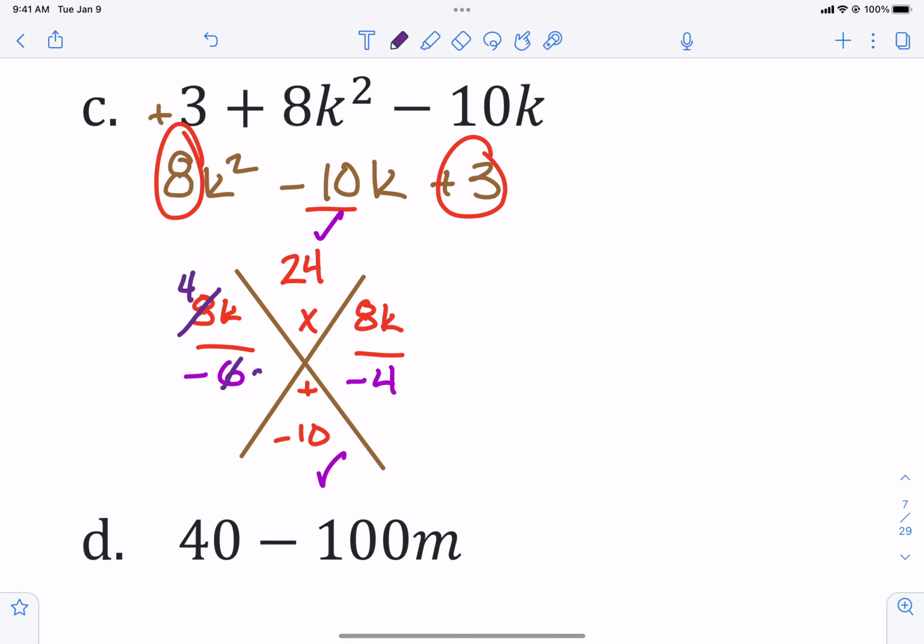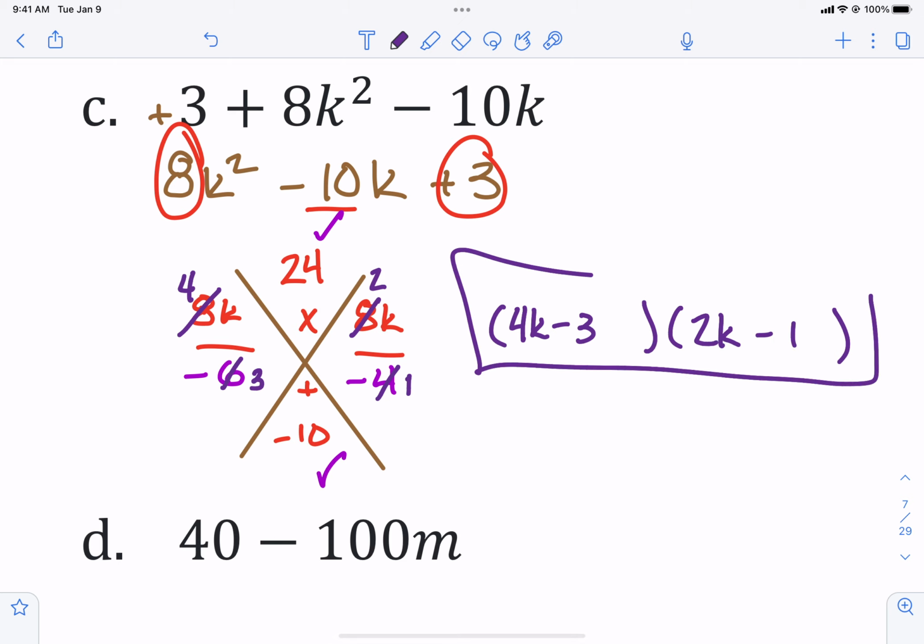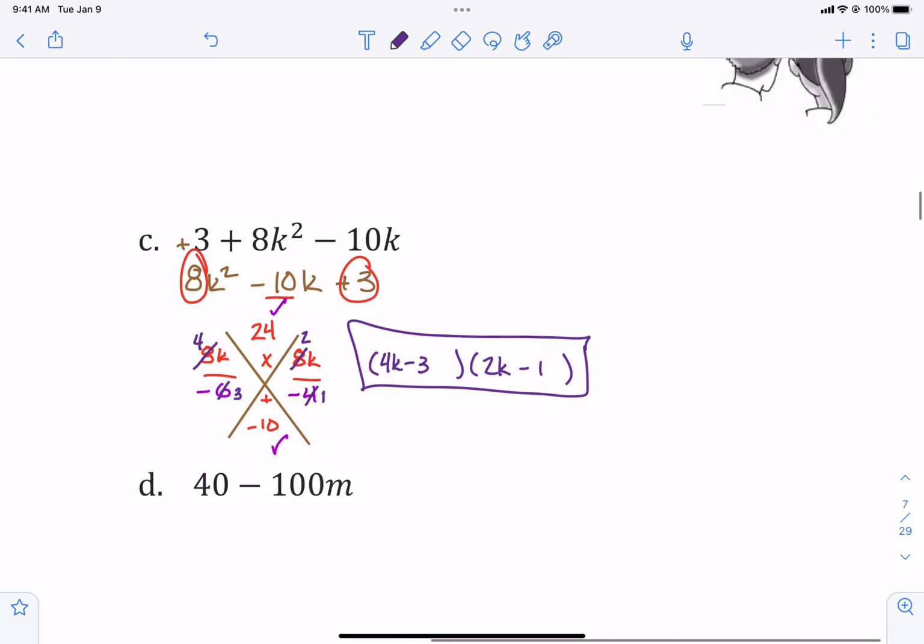2 goes into 6 3 times. And what goes into 8 and 4? Well, 4 does. 4 goes into 8 twice. 4 goes into 2 once. So my final factored form is going to be 4k minus 3 and 2k minus 1. And this would be our final answer.